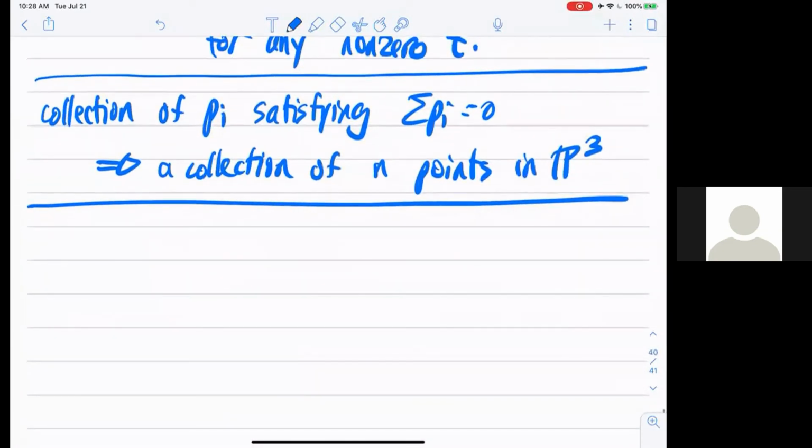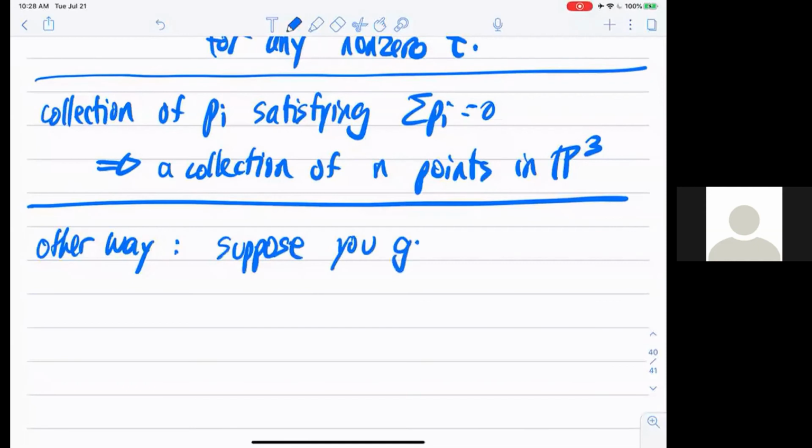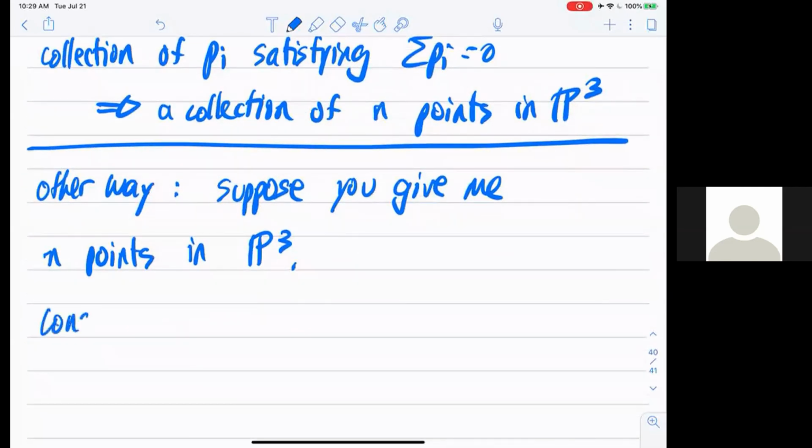Now I just want to quickly go the other way. What I'm working towards, of course, is an understanding that the kinematic data is exactly equivalent to specifying endpoints in P3. So suppose you give me endpoints in P3. I want to ask the question, can I reconstruct from that data the original picture where I have n light-like separated points in Minkowski space? And yes, you can, because what you do is consider the four equations.